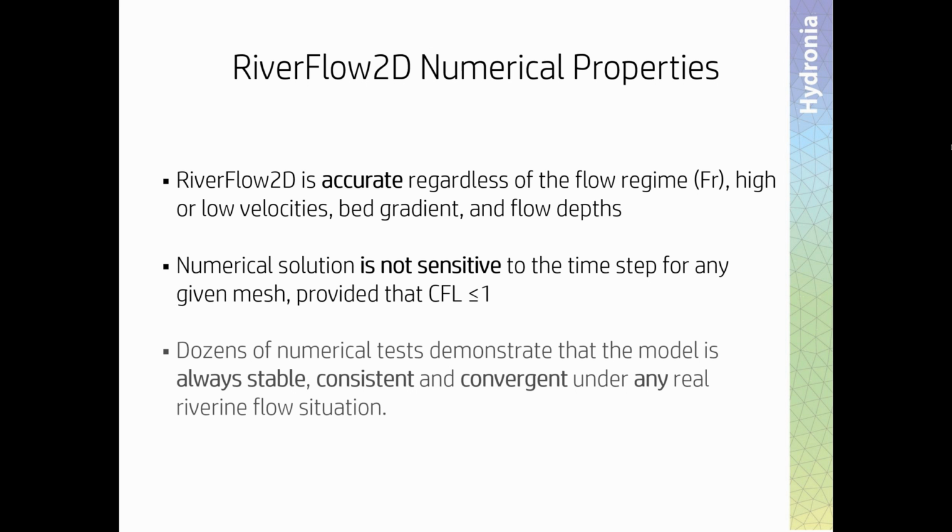The numerical solution is not sensitive to the time step for a given mesh, provided that the Courant number is less than 1. And this is very important because there are some models that are overly sensitive to the time step, and that creates an additional task that ends up being a time-consuming effort that is usually not necessary. RiverFlow2D models have been tested, and, as I said, it's always stable, consistent, and convergent on any real riverine flow situation.